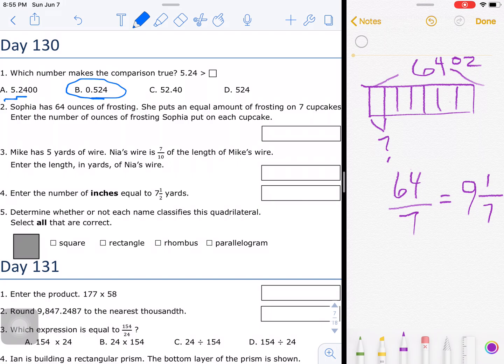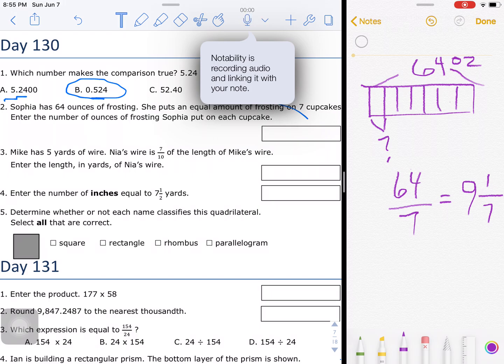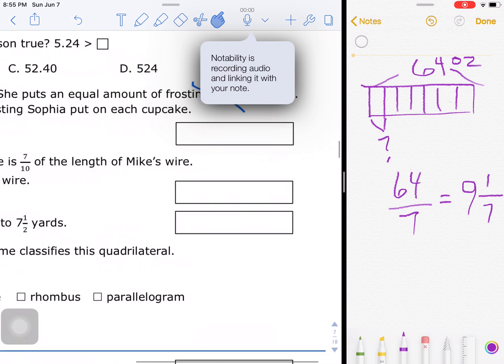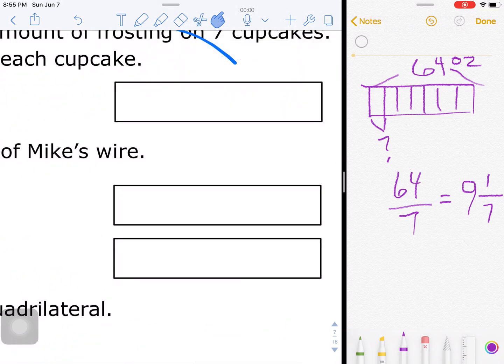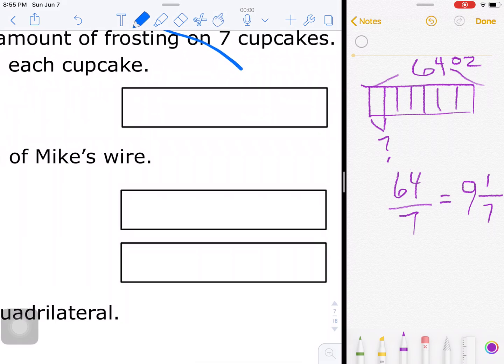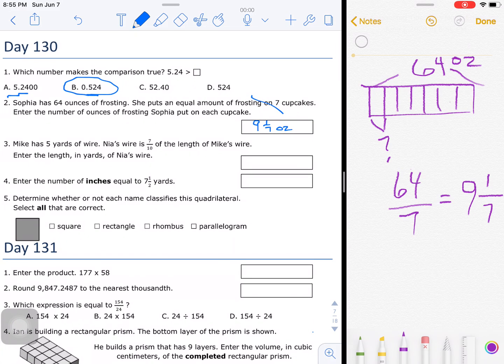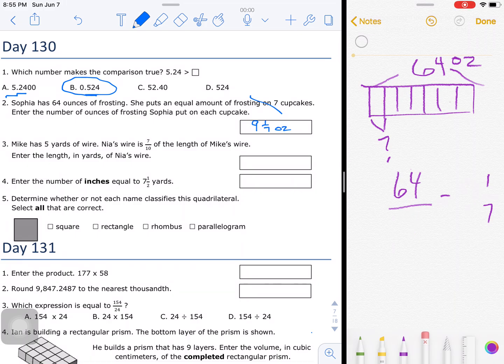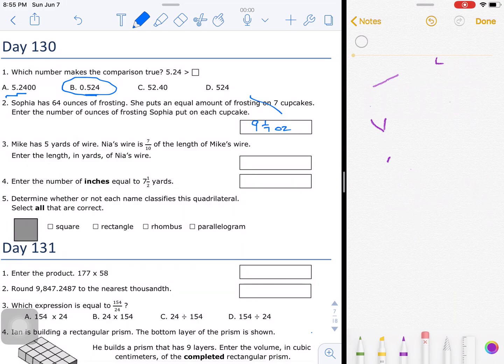So we have 9, and I'm having some issue. I don't want to do that. There we go. Okay. Wow. Why am I having some? Okay. 9 and 1/7 ounces. Okay. Boy, that was rough, trying to get that thing to cooperate.